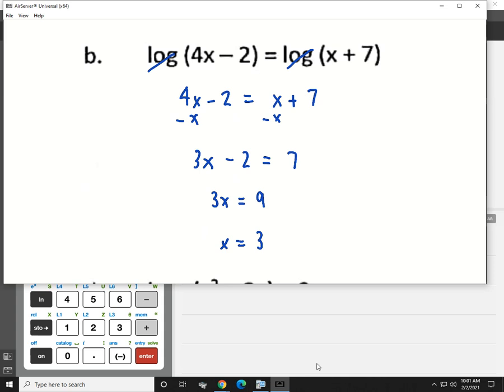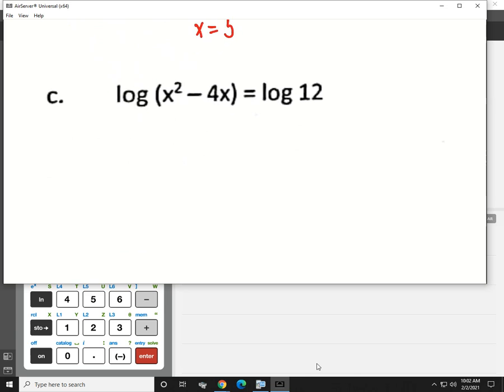What do you get? 1. Did everybody get 1? All right, now go to the right side. Type in log of 3 plus 7. Push equals. What do you get? Does 1 equal 1? For sure. So this one also is not extraneous. That's our solution. So we don't write anything, we don't do anything. We just move on, okay? All right.